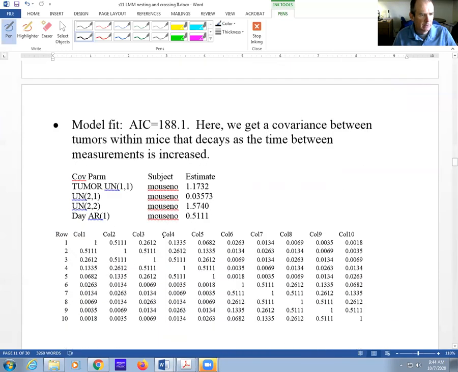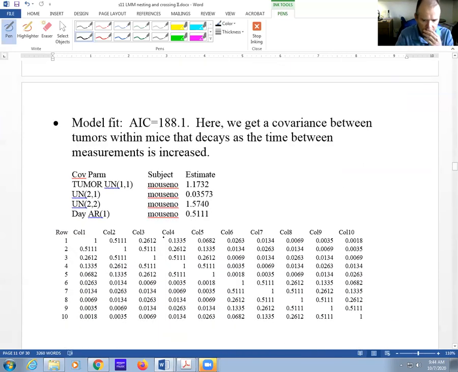And this is what it looks like numerically if you ask for it. And so here we get this by using the R core option in the repeated statement.